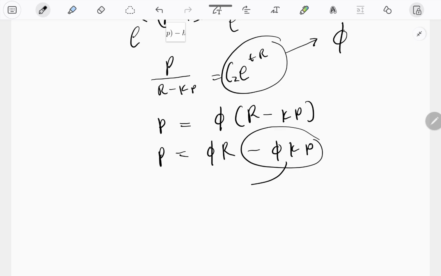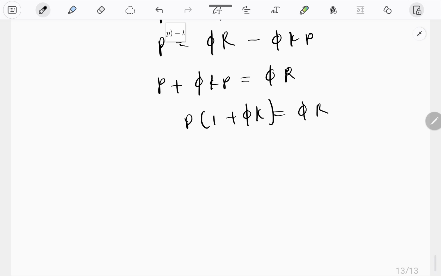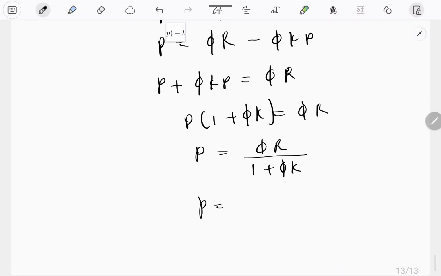No, not really. Take this one to the other P's. Then we'll have P plus phi KP is equal to phi R. Then we can factor out P. We'll have 1 plus phi K is equal to phi R. Then now we're going to have P is equal to phi R all over 1 plus phi K. So we can bring back what phi was. Phi was that guy. So P is equal to C2 e to the TR.